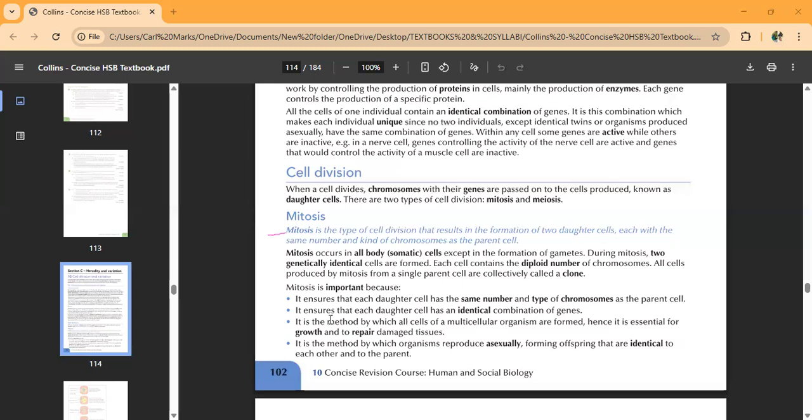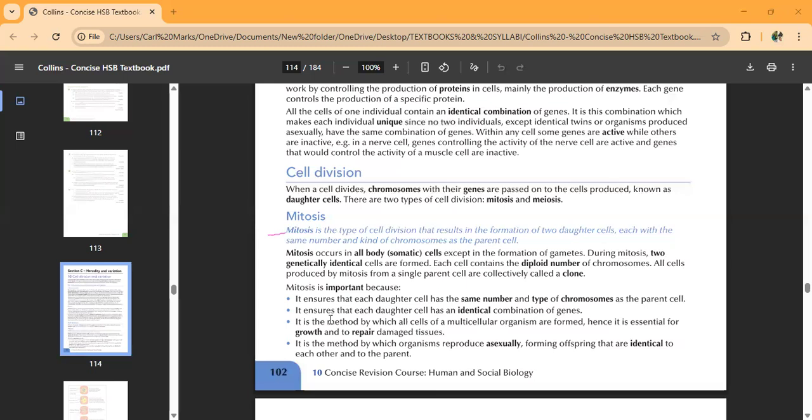Now, during mitosis, two genetically identical cells are formed. Each cell contains the diploid number of the chromosomes. What does that mean? Diploid. Basically, they have the same number of chromosomes as the parent cell, and they're actually called clones.